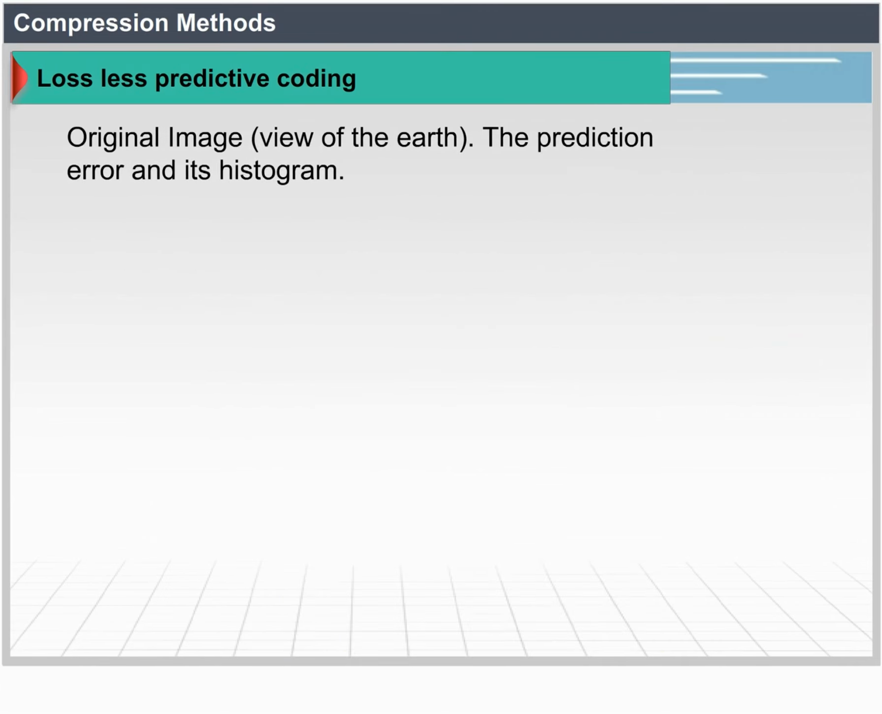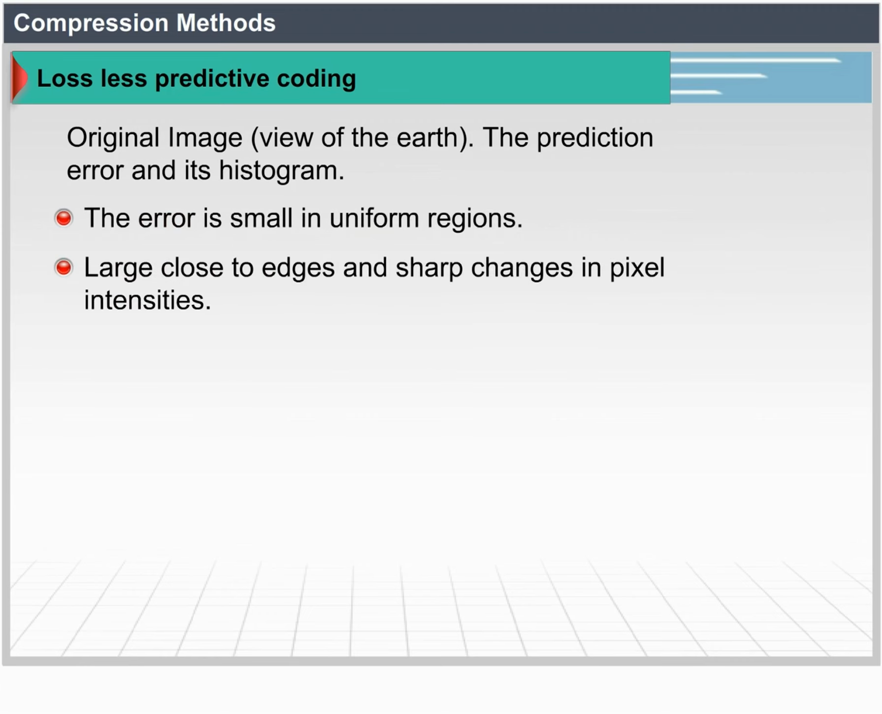Original image view of the Earth, the prediction error and its histogram. The error is small in uniform regions, and it is large close to edges and sharp changes in pixel intensities.